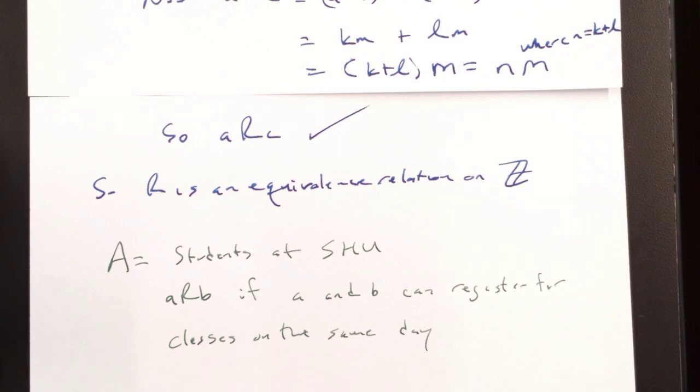Transitive. Nicole, if you and Emily can register on the same day, and Seth, Emily and you can register on the same day, then Nicole and Seth can register on the same day. It's transitive. Is there any math to do in this one? But if you write out the words, you can argue it. Perfect. This is an equivalence relation on the collection of students at Seton Hill.